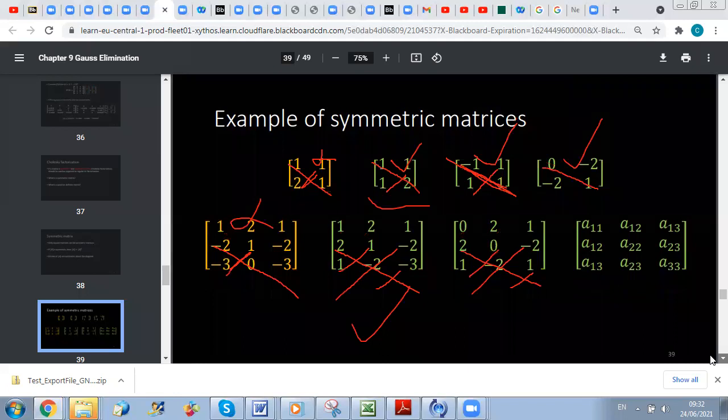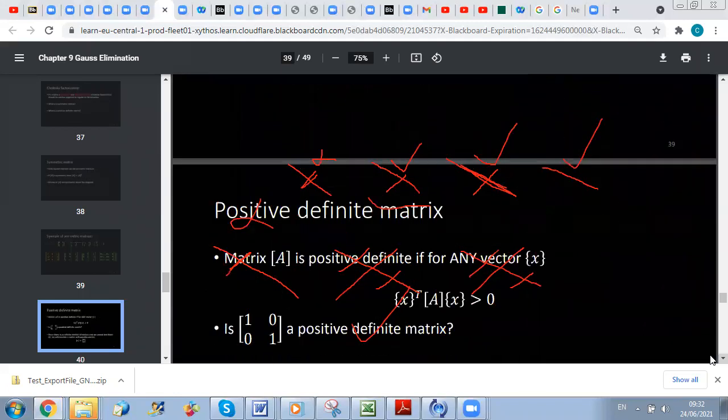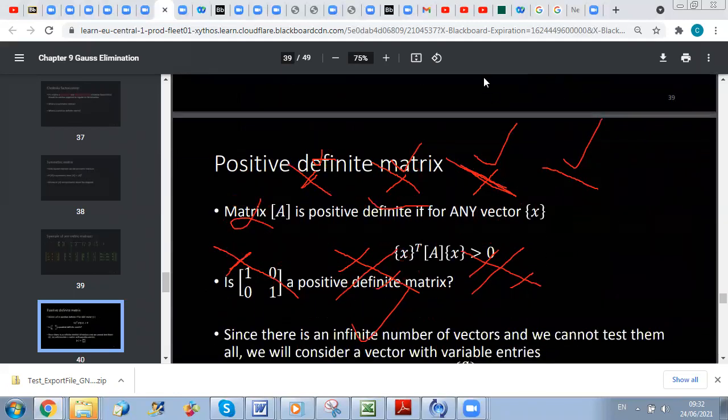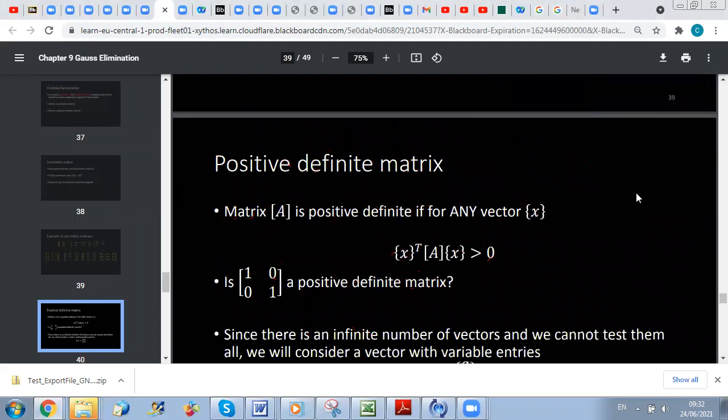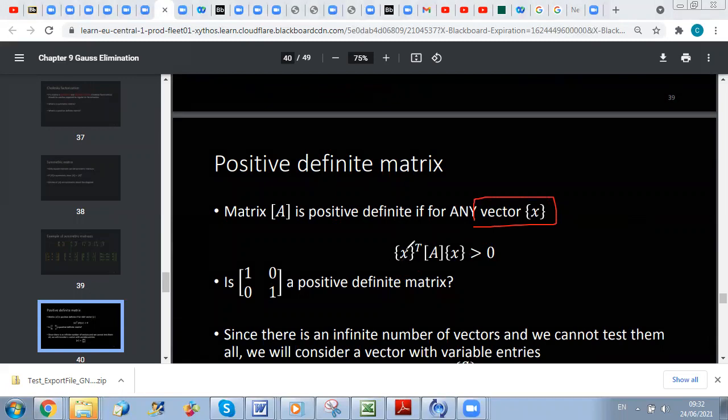So this is how you verify the first condition. The second condition is to make sure that I have a positive definite matrix. How can I check this? The condition to say that it's a positive definite matrix is that for any vector x, the transpose of x times matrix A times x should be positive. Okay, so this is the condition for any vector x. How can we verify this condition?